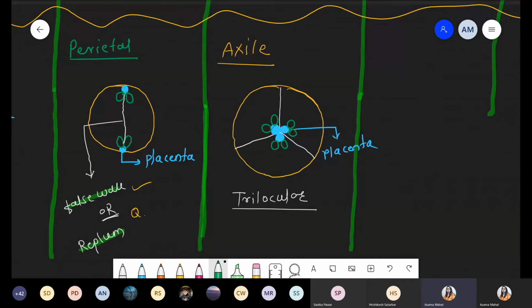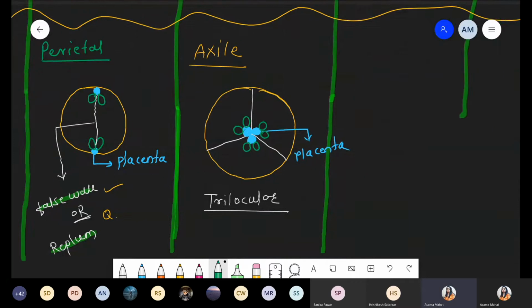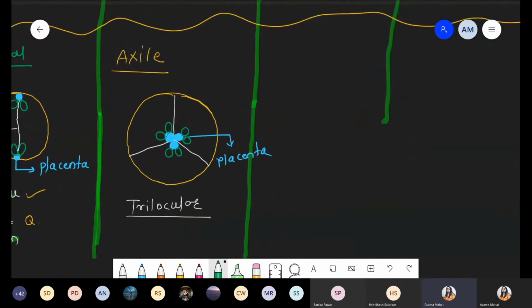Now the next point is free central. When we discuss free central, it means that there is only a single unilocular ovary pattern. So we try to draw the next type, free central. Under this, first of all, we draw the structure of a complete carpel. Like lemon, we saw the examples: lemon, China rose, lily, tomatoes. These are the examples of axial placentation.